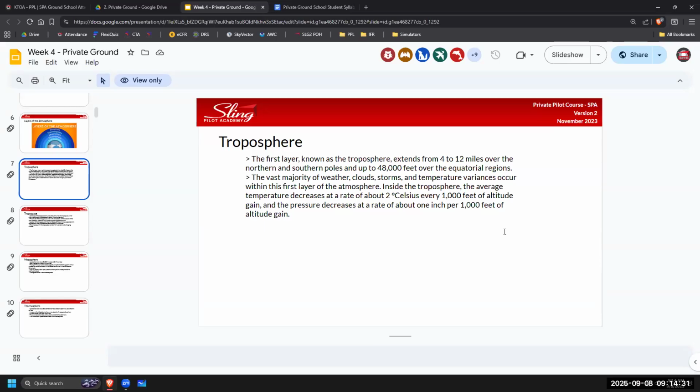And then we also have an average pressure decrease at a rate of about 1 inch of mercury per 1,000 feet of altitude gain. So you're decreasing both temperature and pressure as you increase altitude by 1,000 feet, and that's decreasing 2 degrees Celsius and decreasing 1 inch of mercury.